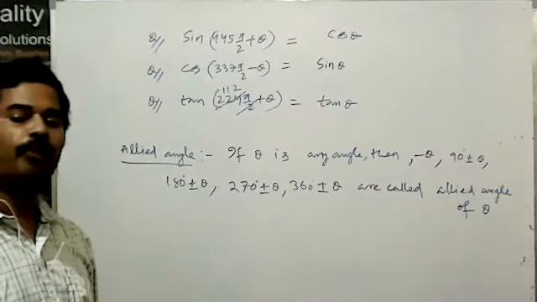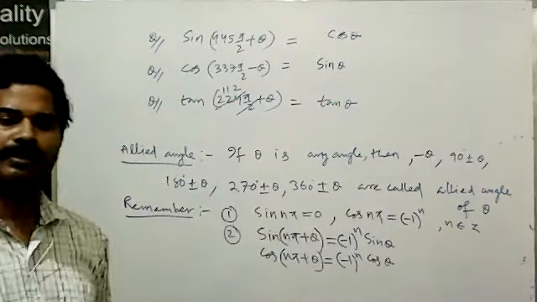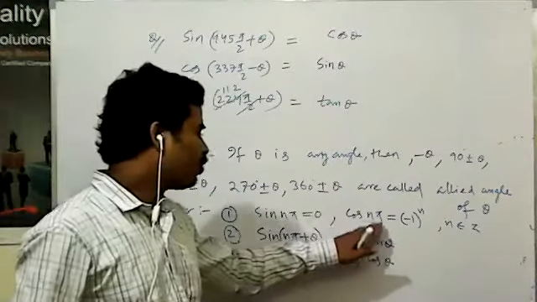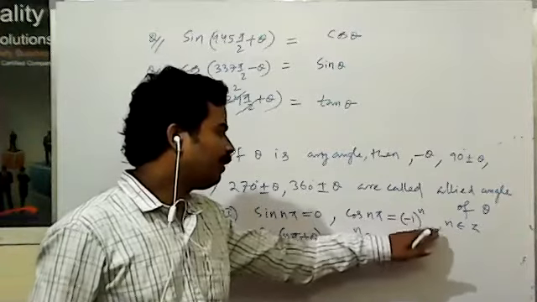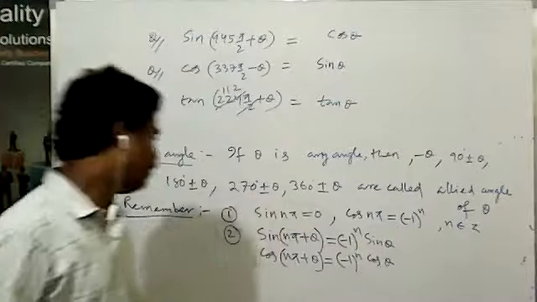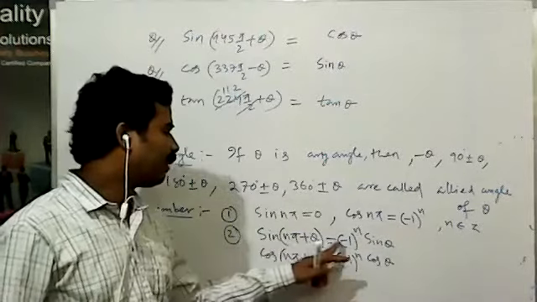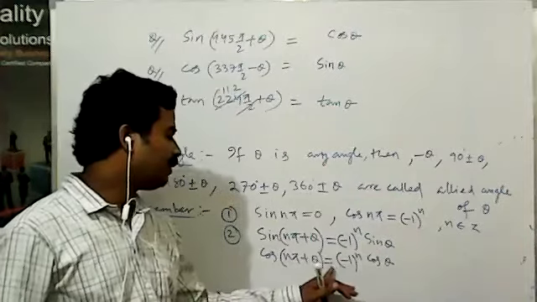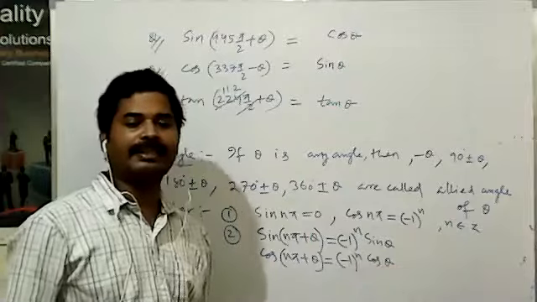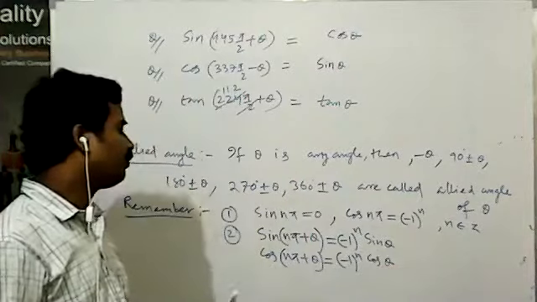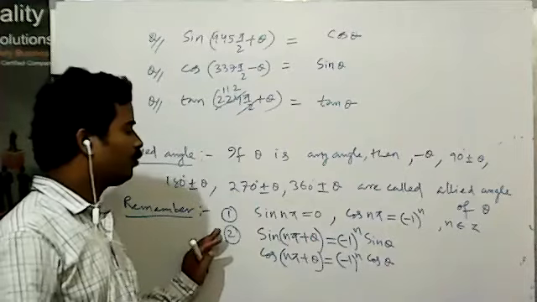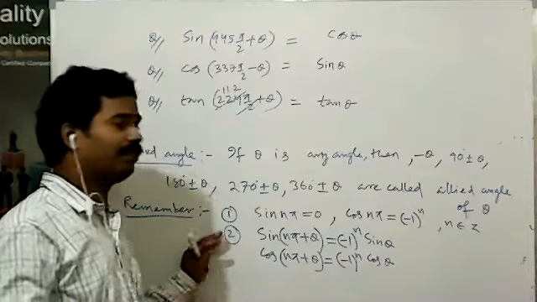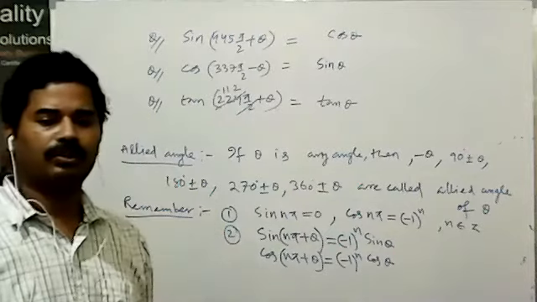Now remember some very important points here. Remember, sin nπ is equal to 0. Then cos nπ is equal to (−1)^n, where n belongs to the integers. sin(nπ + θ) is (−1)^n sin θ. And cos(nπ + θ) is (−1)^n cos θ, where n is an integer. This is a shortcut method. Remember it and put it into different formulas, as it is used in JEE questions. You can find out the answer very easily.